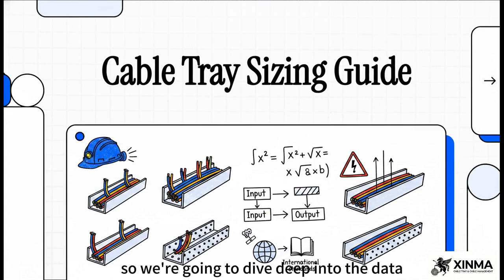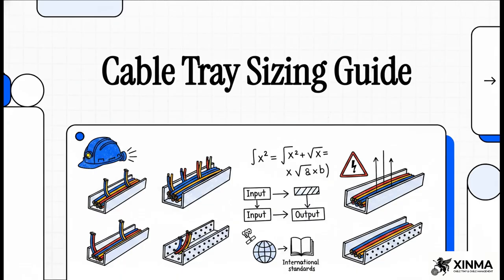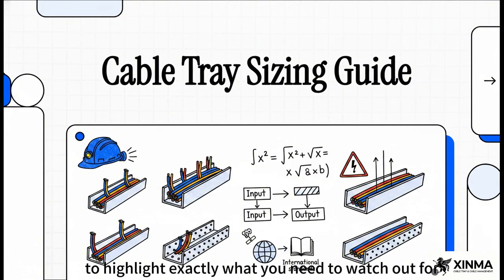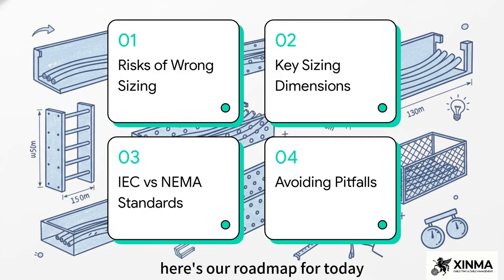So we're going to dive deep into the data, and specifically, we're going to compare the IEC 61537 and NEMA VE1 standards to highlight exactly what you need to watch out for to keep your engineering foolproof. Let's get into it. Here's our roadmap for today.